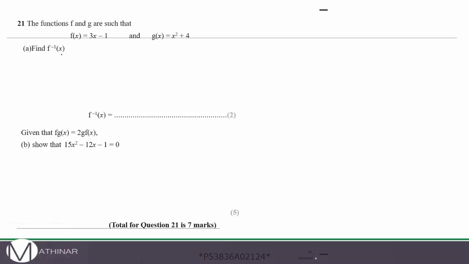Find f to the minus 1 of x. Alright, so before we even look at this question, let's just talk about what each function does. What does function f do to its input? It trebles the input and then subtracts 1. So it multiplies it by 3 and then you take away 1.